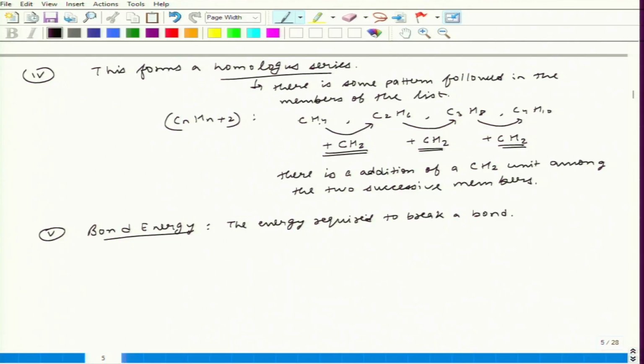If we need to make a bond, we have to give energy. That means it's an endothermic process. Giving energy to anything is an endothermic process, meaning heat or energy is supplied from the outside. Whenever a bond is broken, a molecule breaks into atoms, and it will release energy. This is an exothermic process. So this is the bond energy. The C-C bond formed in alkanes has an energy of roughly 350 kilojoule per mole.